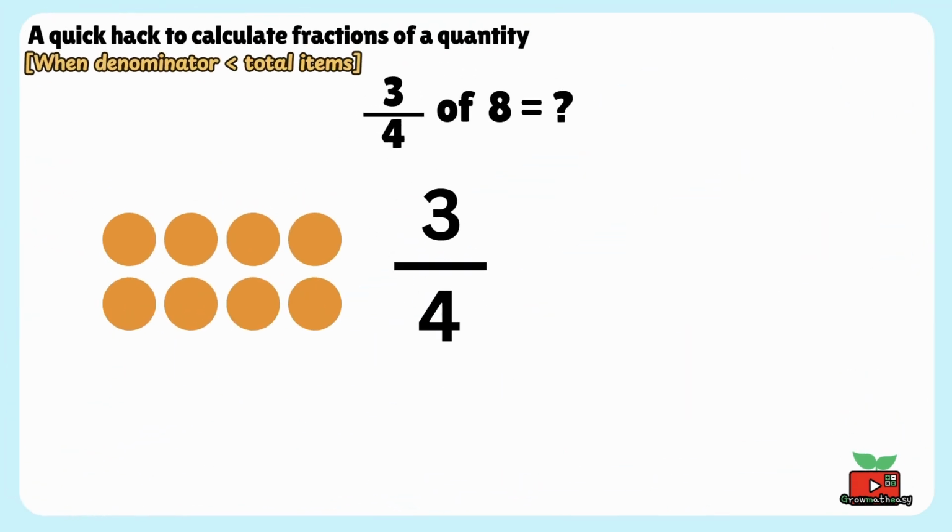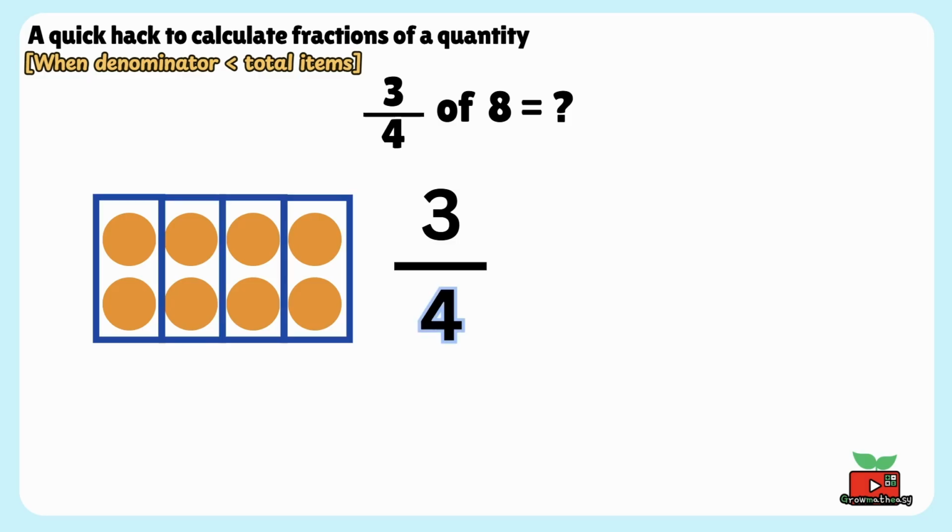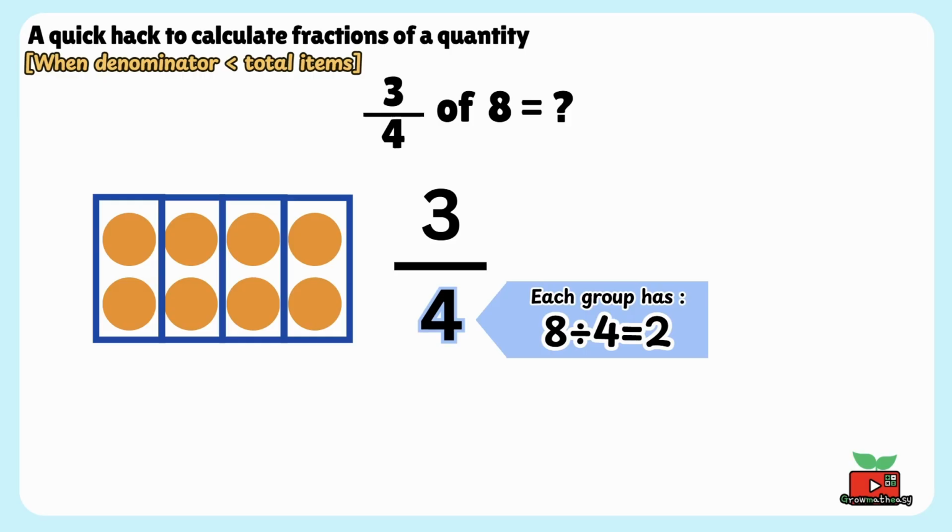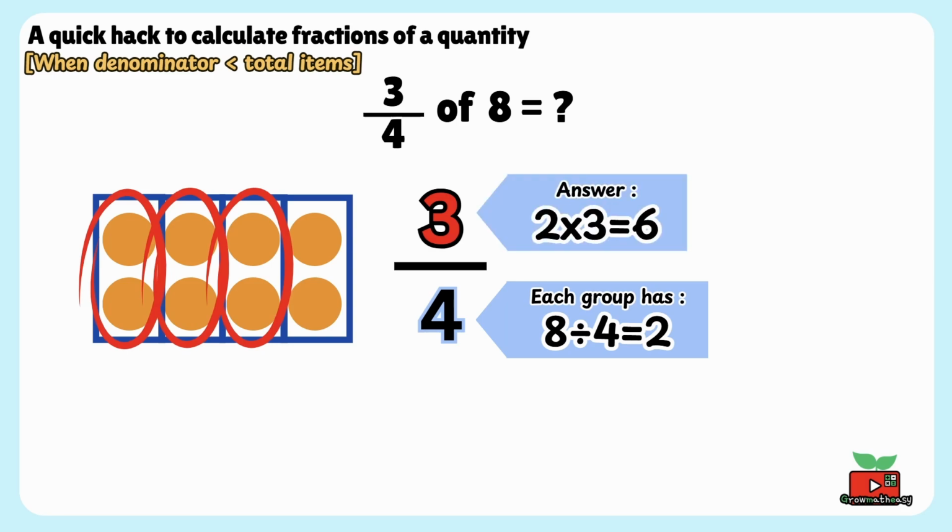Do we need to draw pictures every time? Not really. Let me show you a quick hack. Here's the hack for calculating 3/4 of 8. The bottom number 4 means the total number 8 is divided into 4 equal groups. So each group has 8 divided by 4, that's 2 items. The top number 3 means we take 3 of those groups. 2 times 3 is 6. Therefore, 3/4 of 8 is 6.